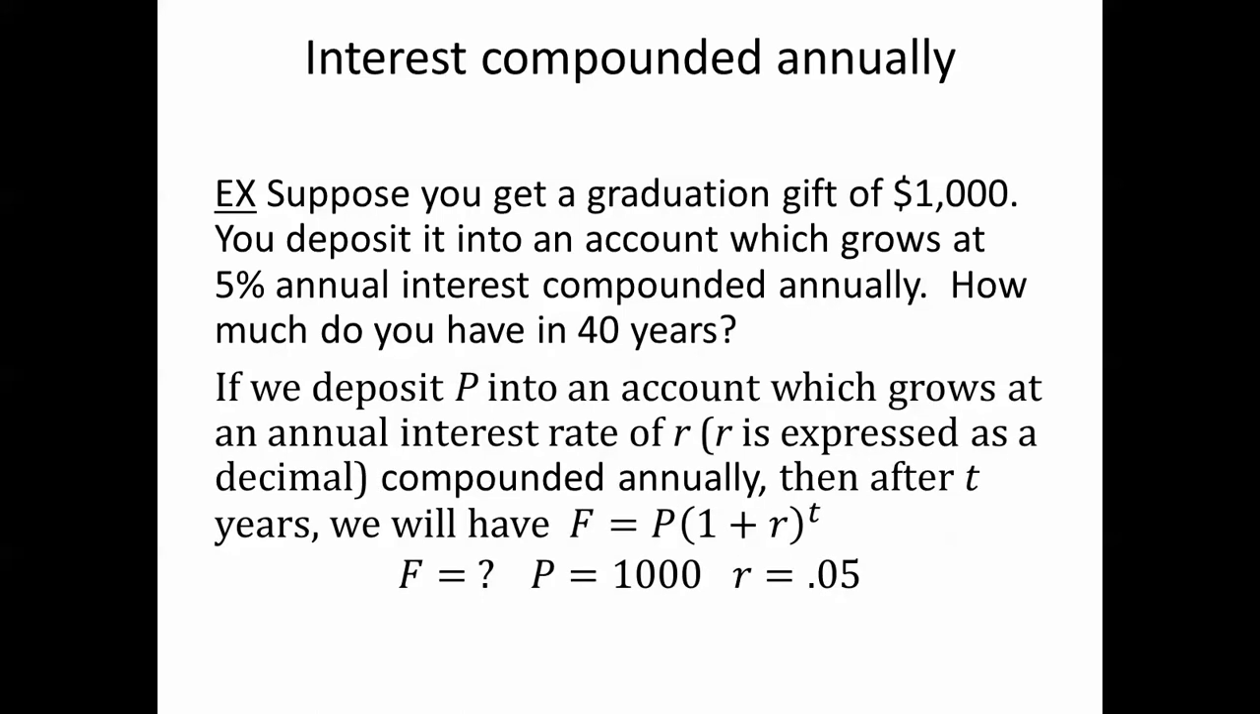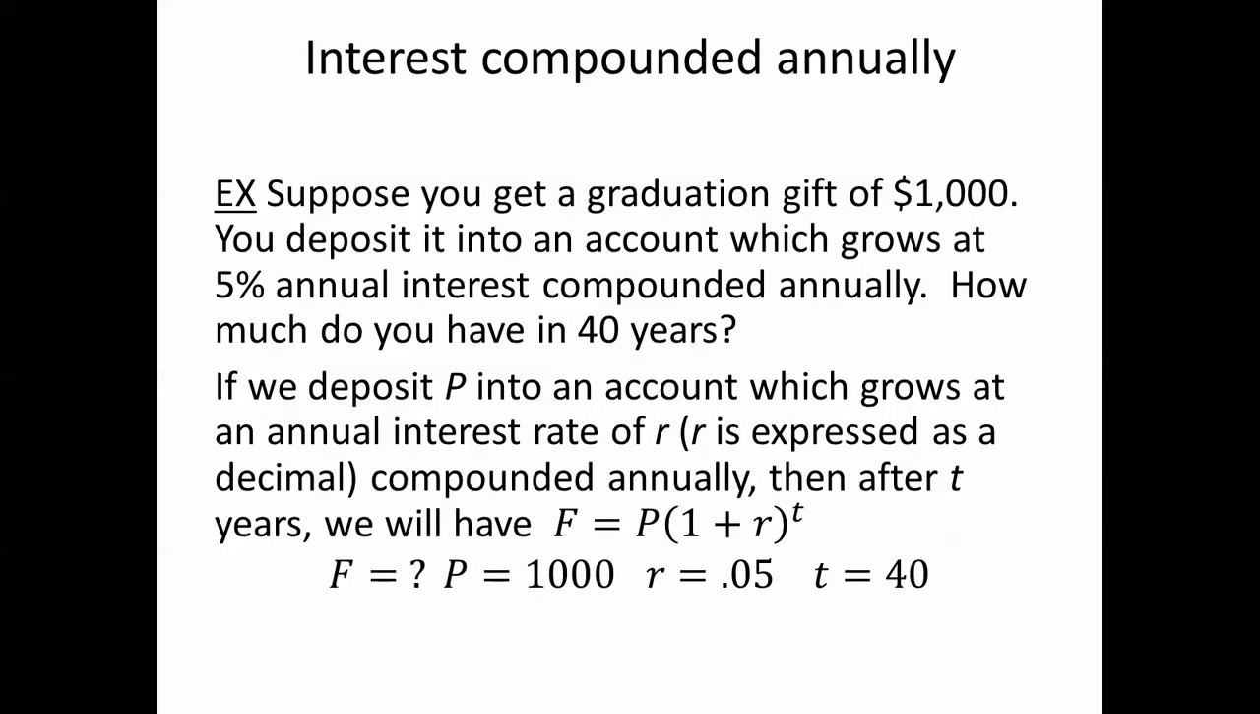R is the interest rate expressed as a decimal. So yes, I know R is 5%, but don't write R equals 5. We need to express that percent as a decimal. So R, 5% expressed as a decimal, is 0.05. And T, the number of years, is 40. Just go ahead and plug these into the formula.